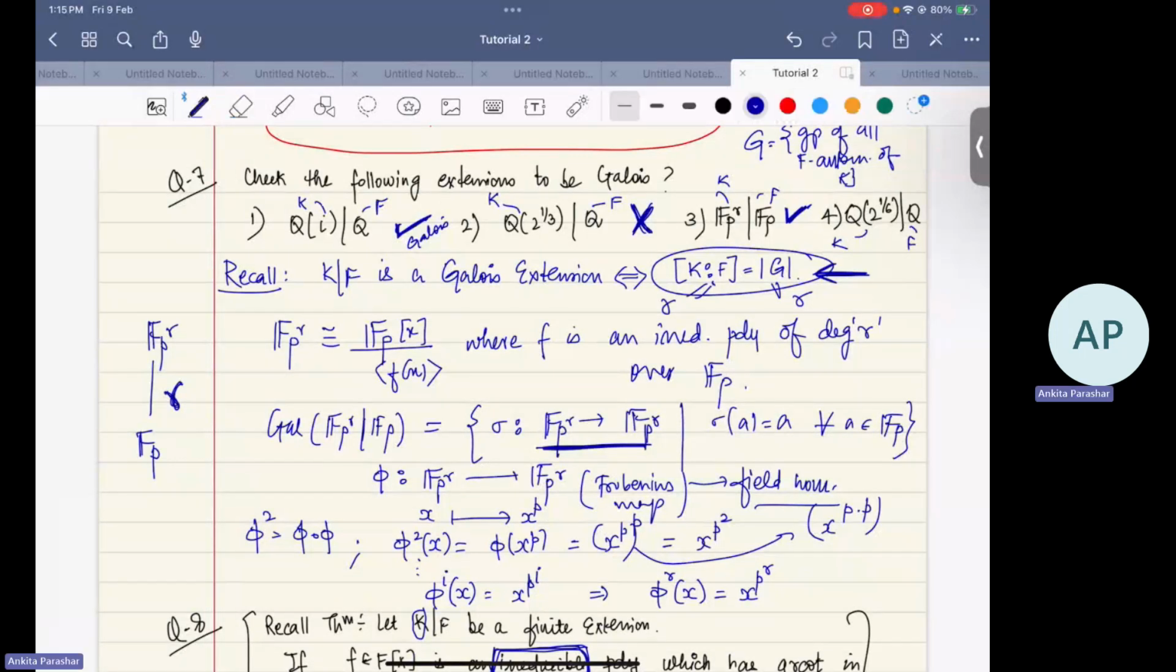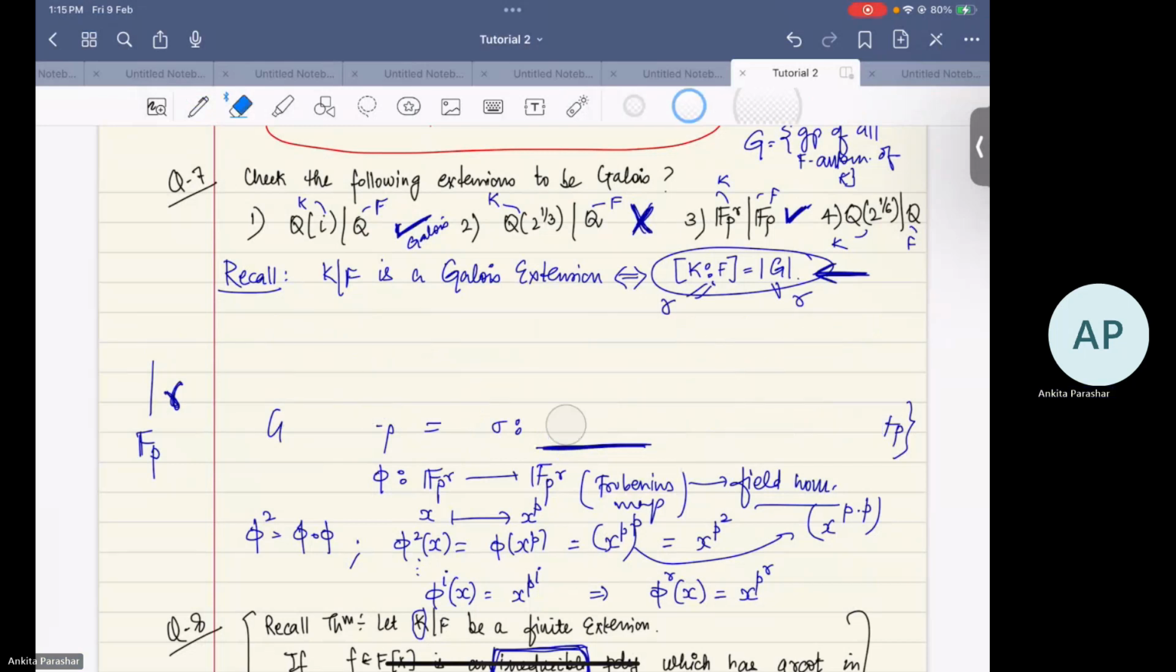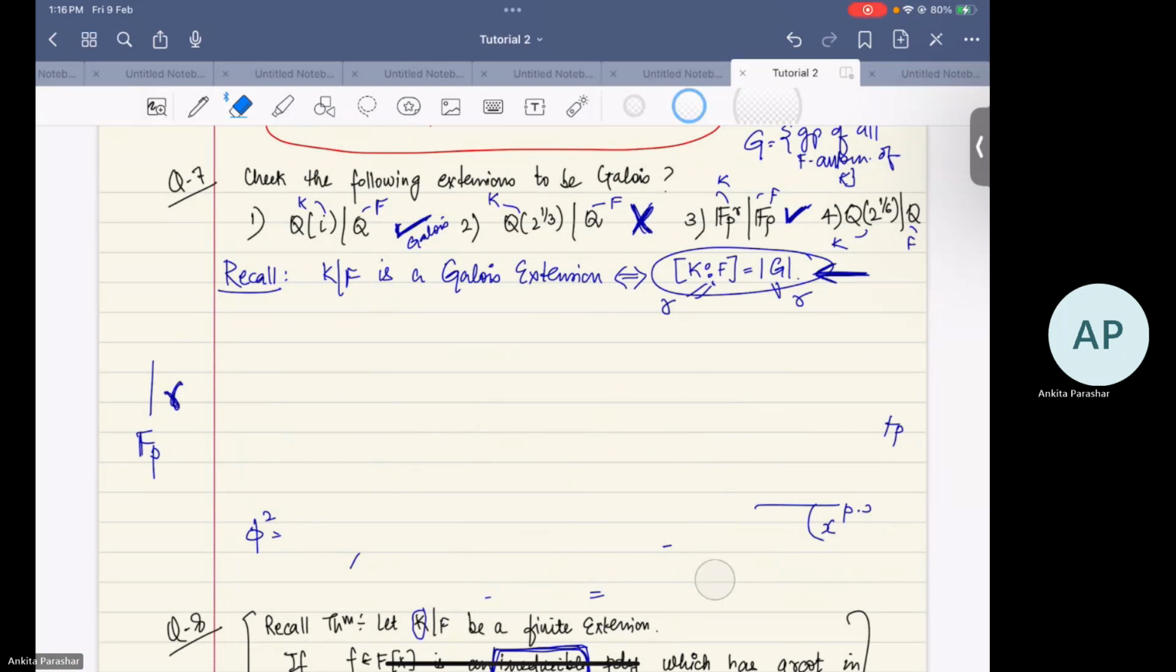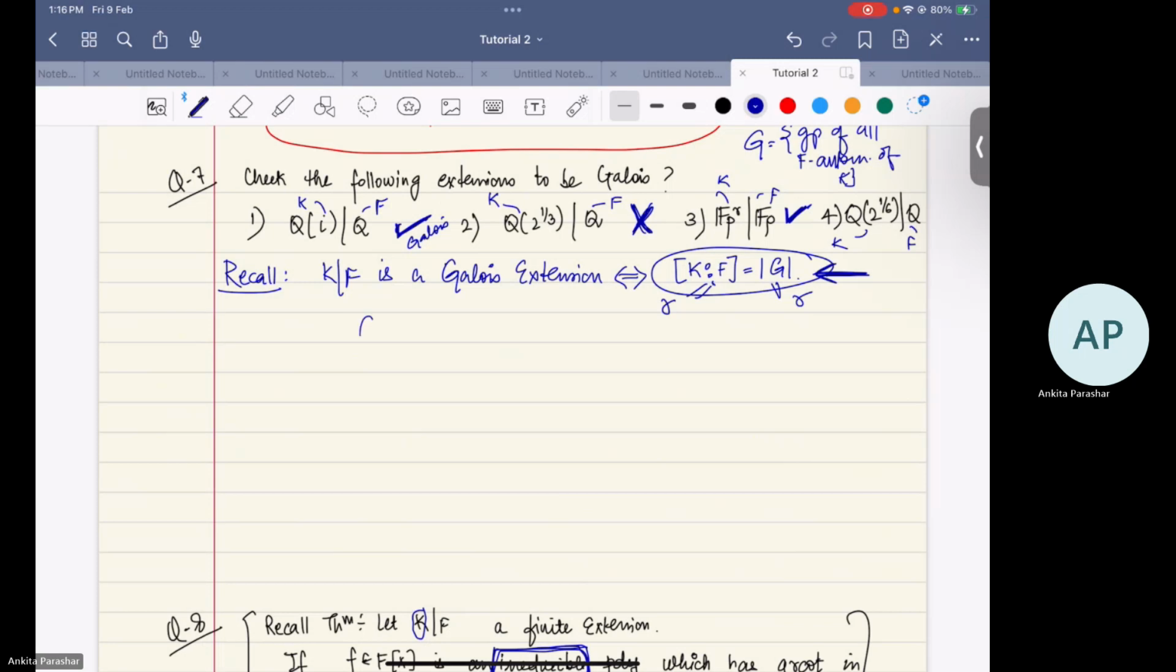Now, because we have to cover some more questions, I'll be brief. Okay, let's go to the fourth part. The Galois group of Q(2^(1/6)) over Q is all those maps from Q(2^(1/6)) to Q(2^(1/6)) such that they fix Q.